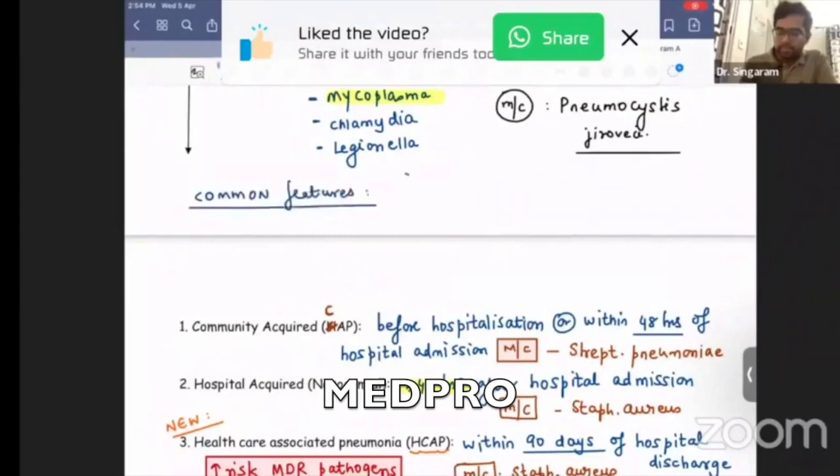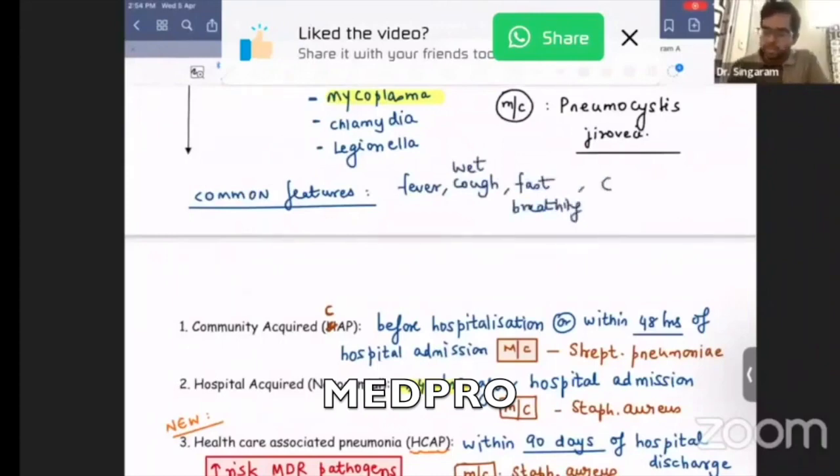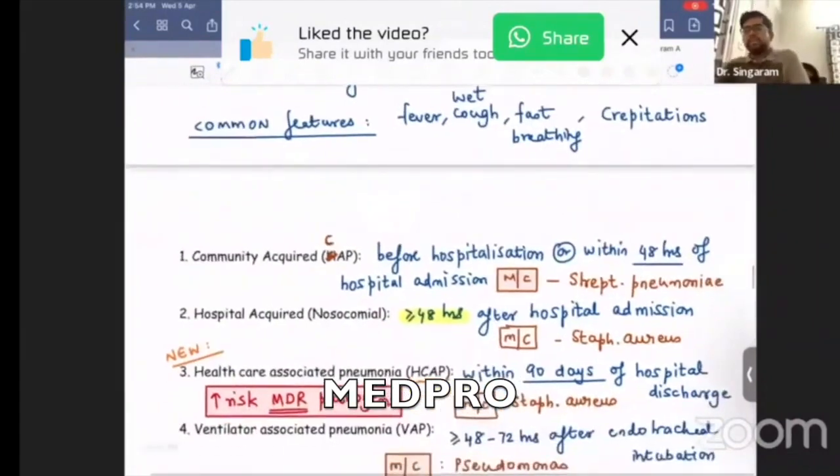Common features will be fever, cough with sputum, or I will write wet cough, fast breathing. They'll have breathing difficulty, fast breathing, all those things. And what else? When you start auscultating these patients, you will have crepitations, bubbling sounds. These are all very common. In any type of pneumonia, you will have all these manifestations: fever, wet cough, fast breathing, crepitations, and all.